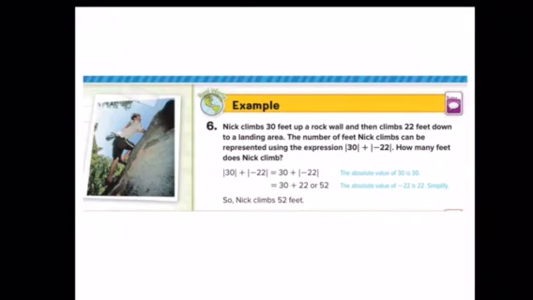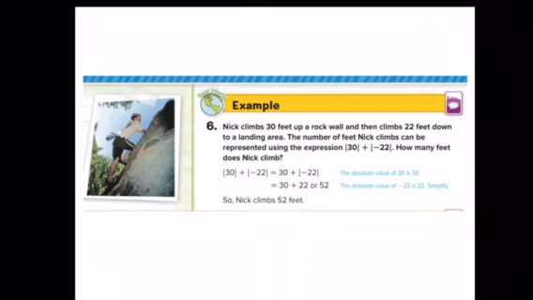So last example on the last page there, the last part of your study guide for this video. Nick climbs 30 feet up a rock wall and then climbs 22 feet down to a landing area. The number of feet Nick climbs can be represented using the expression the absolute value of 30 plus the absolute value of -22. How many feet does Nick climb?